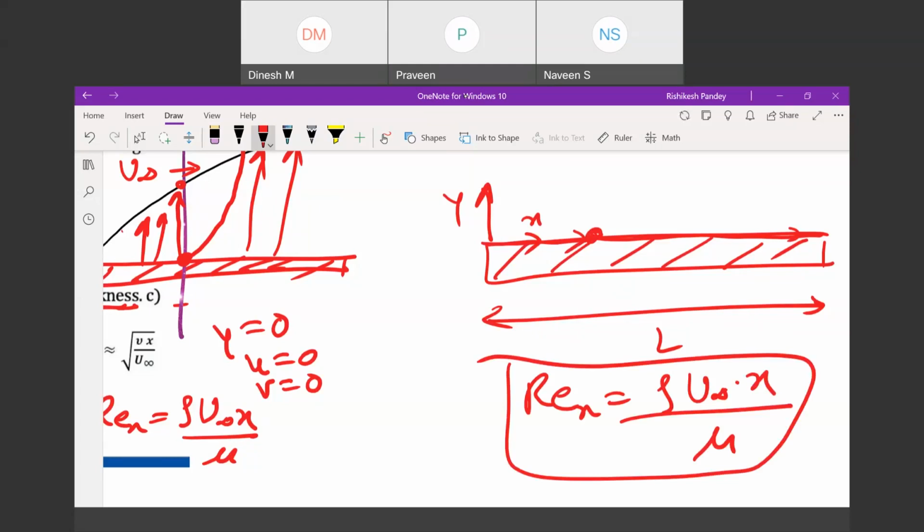And if you want to calculate the average Reynolds number, then you can use ReL, which is rho u infinity L divided by mu. So wherever Rex is written, that means rho u infinity x by mu. x represents the location where you want to calculate the Reynolds number.